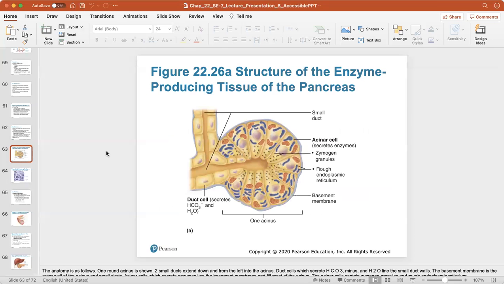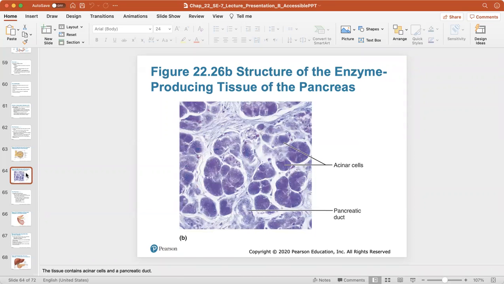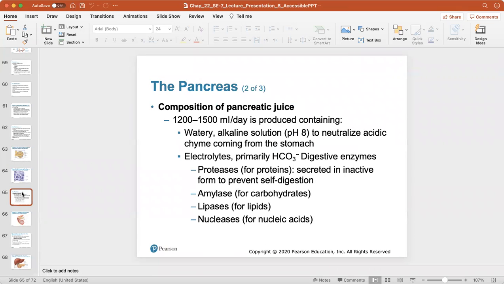So here's a look at the structure of the enzyme-producing tissues of the pancreas. You can see the acinar cell, the zymogen granules, the rough endoplasmic reticulum. This is one acinus, and it will secrete its pancreatic juice or fluids into the duct cell. This is an actual histological microscopic view of the enzyme-producing tissues of the pancreas, the acinar cells, and then the pancreatic ducts.